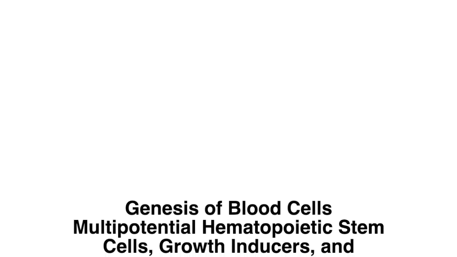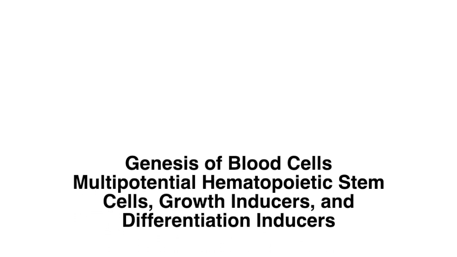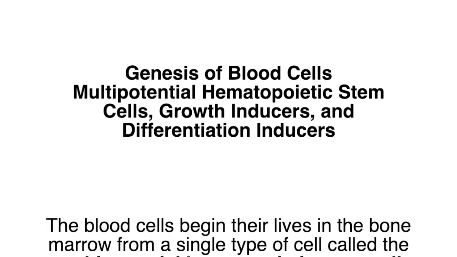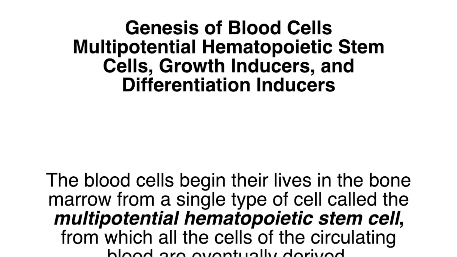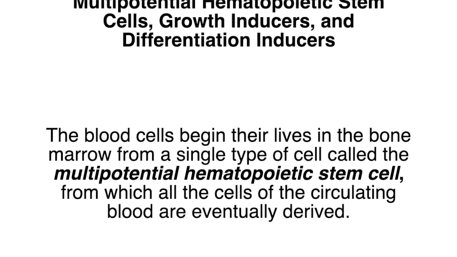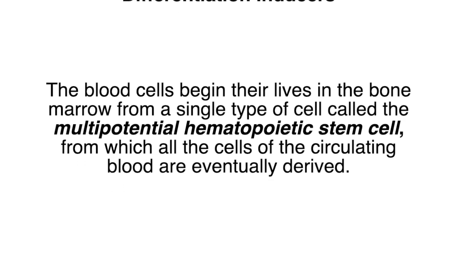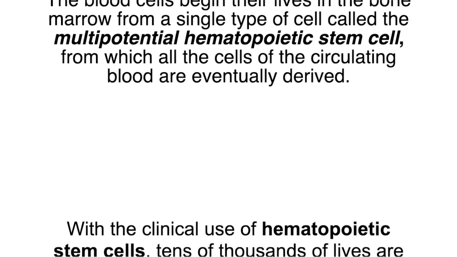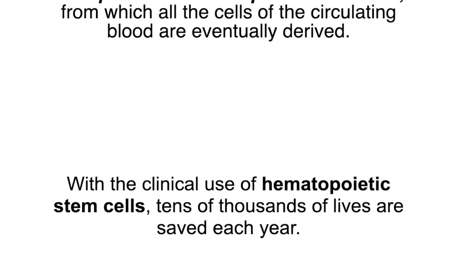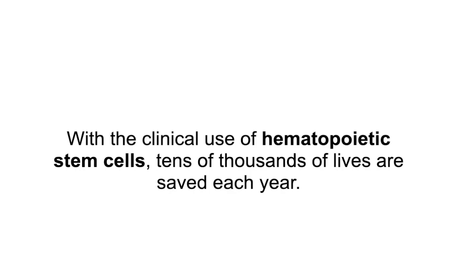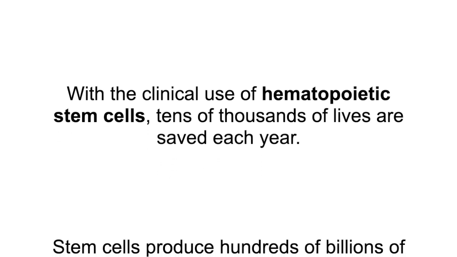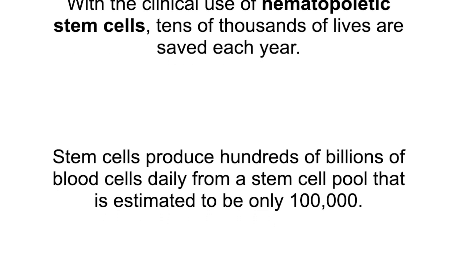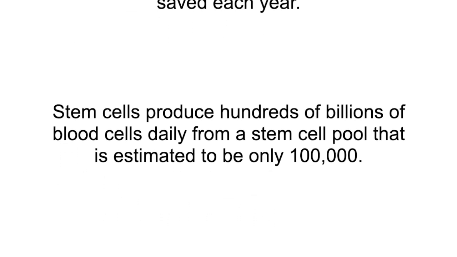Genesis of blood cells. Multipotential hematopoietic stem cells, growth inducers, and differentiation inducers. The blood cells begin their lives in the bone marrow from a single type of cell called the multipotential hematopoietic stem cell, from which all the cells of the circulating blood are eventually derived. With the clinical use of hematopoietic stem cells, tens of thousands of lives are saved each year.